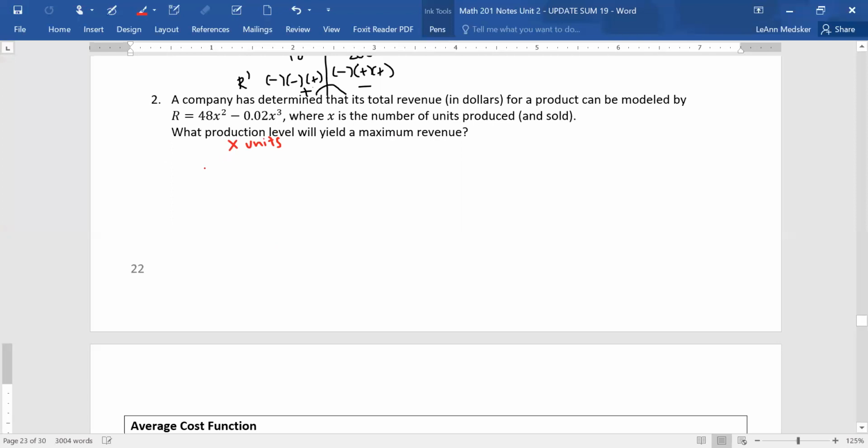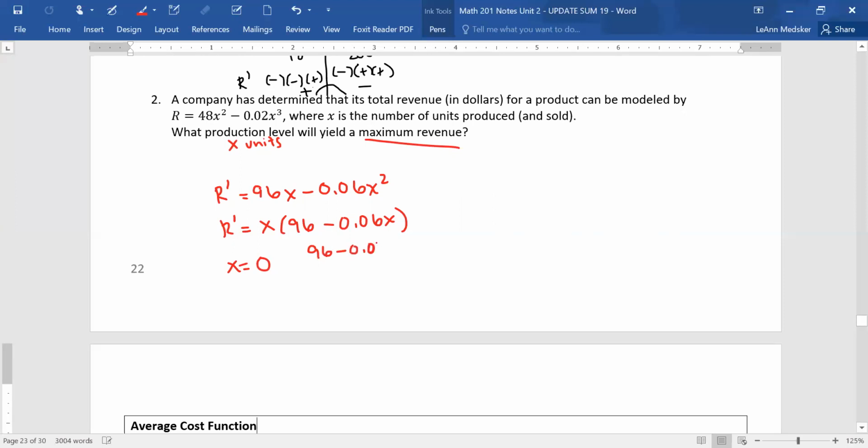So again, we're maximizing revenue. That's important. So that means we do have the correct equation. So this would be r prime equals 96x minus 0.06x squared. We would factor out an x. That would leave me with 96 minus 0.06x. You could try to pull out a GCF for the number. I didn't think that was easy, so I just left it in there. And then I would solve this, which ended up giving me 1,600 units.